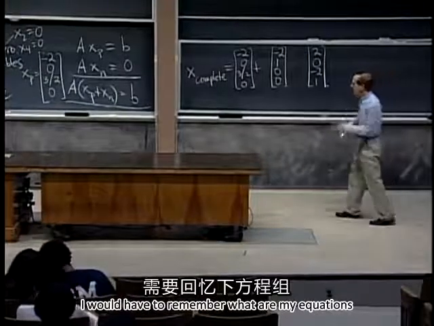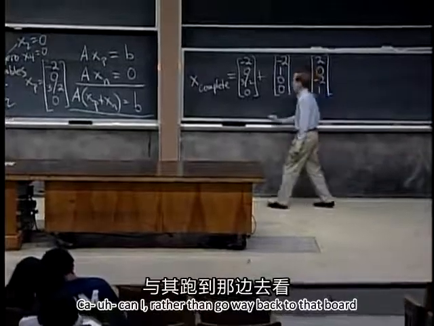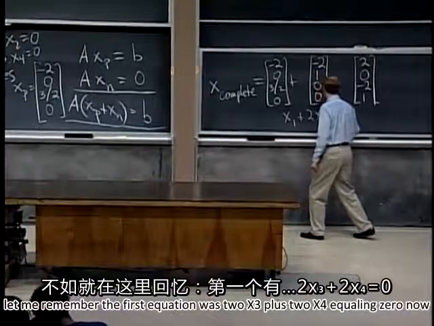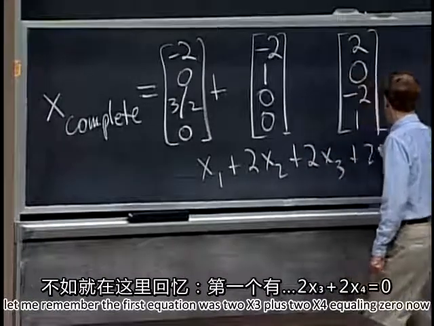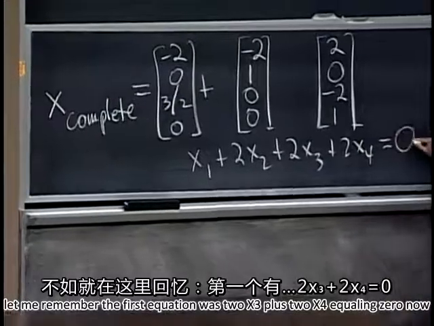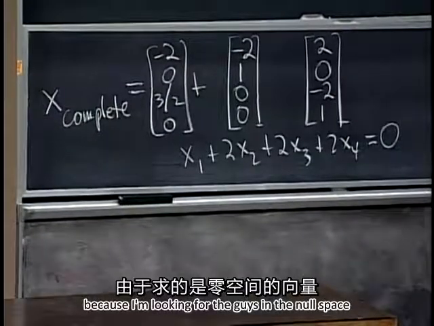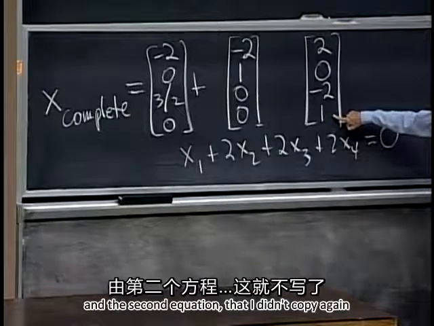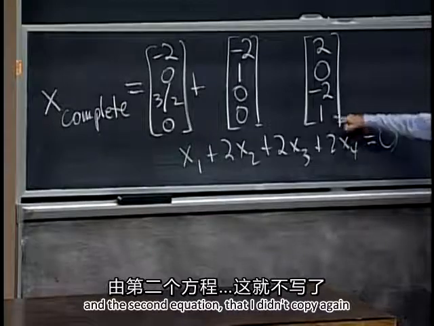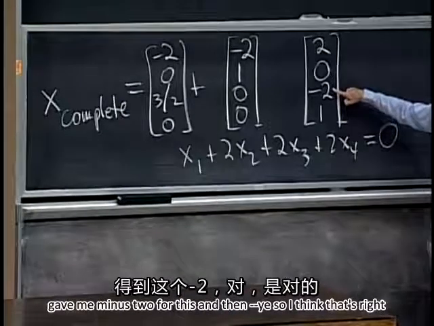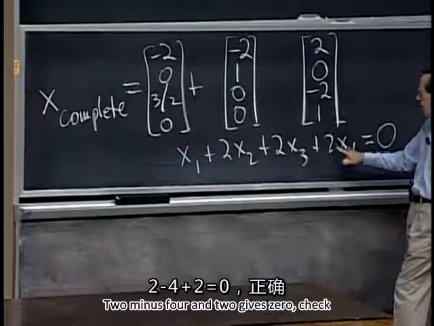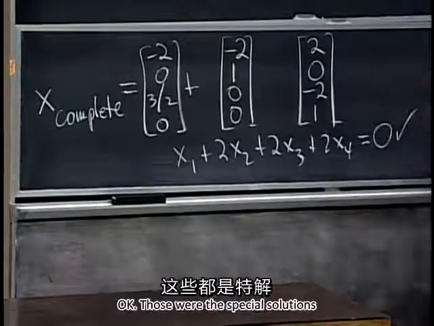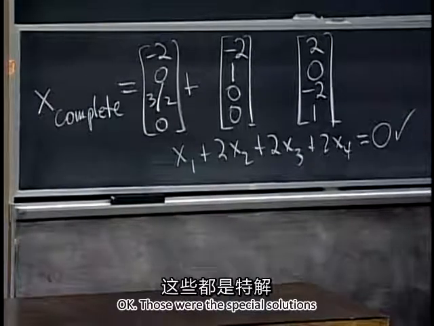I would have to remember what my equations are. Rather than go way back to that board, let me remember the first equation was 2x3 plus 2x4 equaling 0 now, because I'm looking for the vectors in the null space. So I set x4 to be 1. And the second equation that I didn't copy again gave me minus 2 for this. So I think that's right. 2 minus 4 and 2 gives 0. Check. Okay, those were the special solutions.